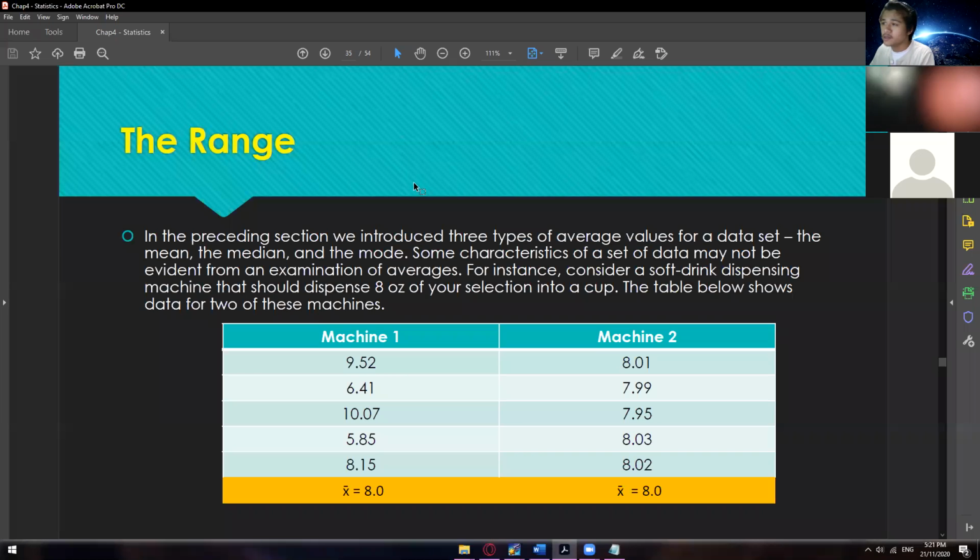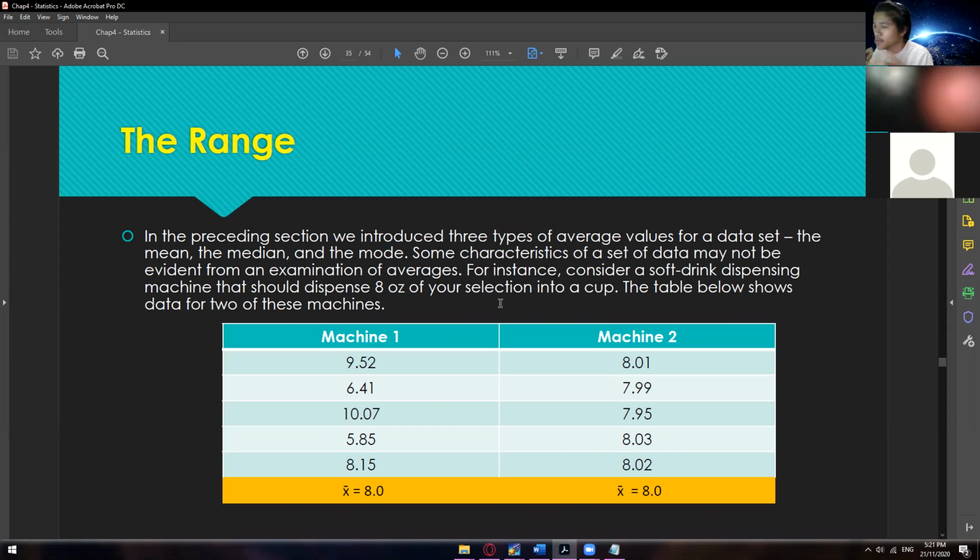In the preceding topics, we have discussed the types of average, like the mean, the median, and the mode. Some characteristics of a set of data may not be evident from an examination of averages. For instance, let's say we have this kind of example. If you use the mean, median, and mode, that is not enough. You will know later on why those kinds of averaging are not enough. So here we're going to use the range.